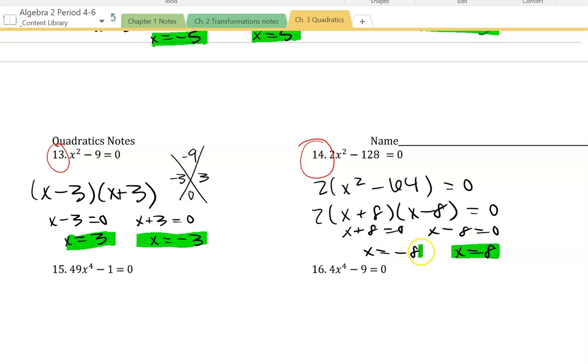Okay, and I can always check this by taking the original function, typing it into a graphing calculator and seeing where it crosses the x-axis, but I'm not going to go ahead and show you guys that. You guys can do that on your own time.